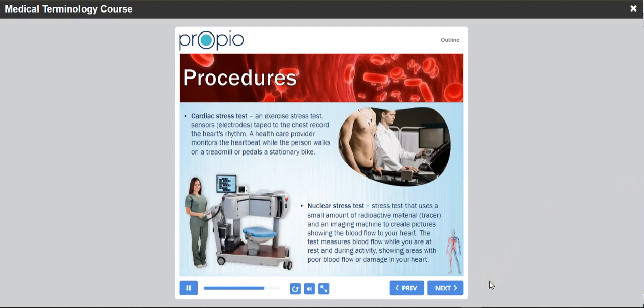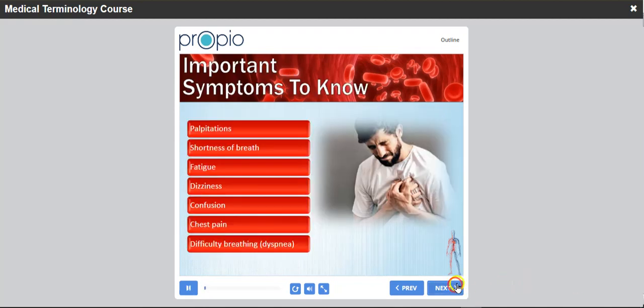Palpitations, fatigue, confusion, difficulty breathing or dyspnea, shortness of breath, dizziness, chest pain.